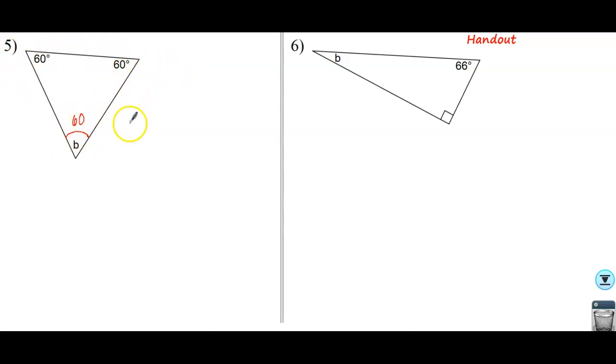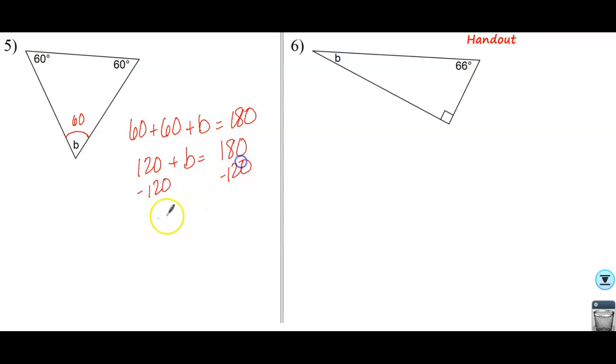If you had not known that, and you had gone through and done the steps that we've been doing, you would do 60 plus b equals 180. That would be 120 plus b equals 180. And then you subtract 120 from both sides. And of course, you arrive at the solution we already knew, that b is 60, same as the other two.